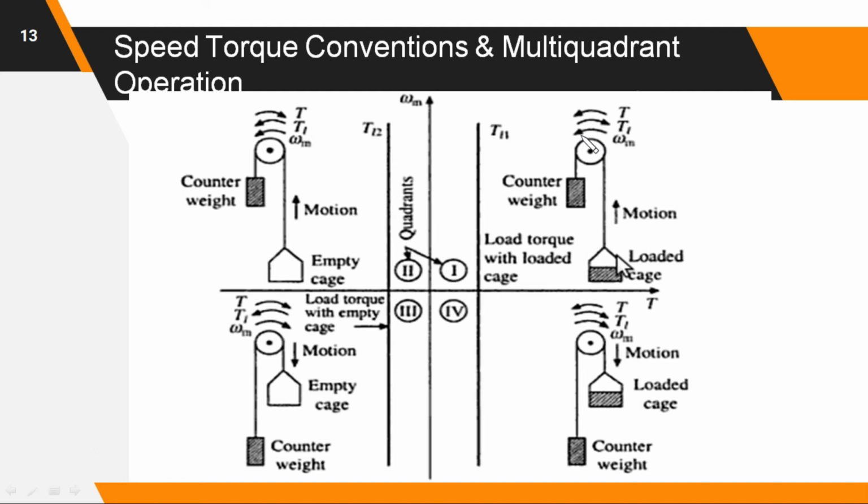Okay, but see, the load torque is in the clockwise direction. Why is it clockwise? Because due to the gravitational force, the loaded cage weight is very high as compared to the counterweight. That's why there is a tendency that the load torque will be in the downward direction, correct?